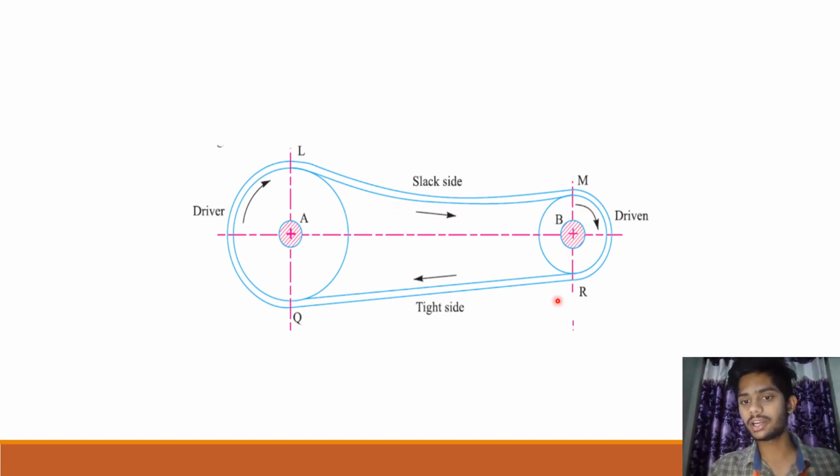This is the driven. This driven takes the energy which is produced by the driver. This is the belt which is connected with the driven and the driver. This is the slack side which has the low tension. This is the tight side which has the maximum tension.